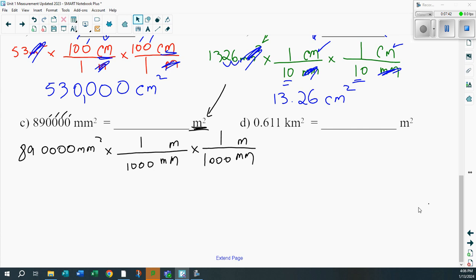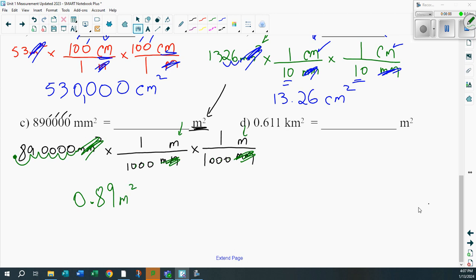Now check this out. That means I'm going to move that decimal place 1, 2, 3, 4, 5, 6 times. There's where my decimal is going to be. So this is 0.89 millimeters. Show that these guys cancel. Millimeters and millimeters squared. Okay, leaving you with meters, meters squared. Look at that. How pretty is that? Oh my goodness. Okay, last one.